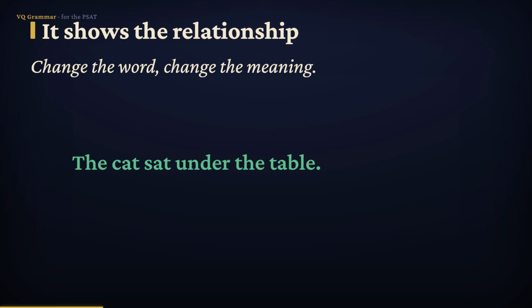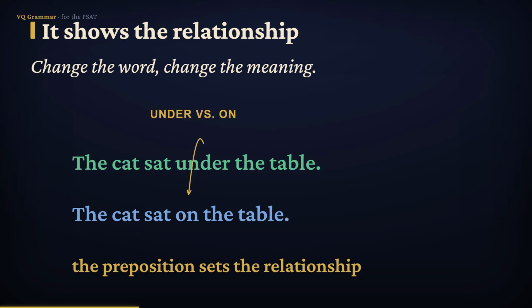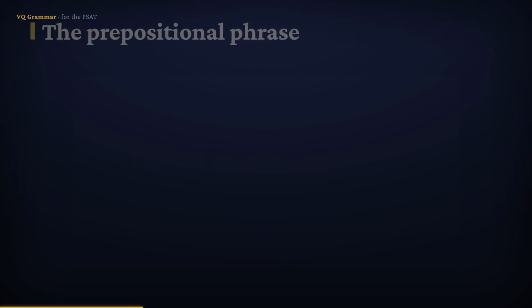The cat sat under the table. Now swap a single word. The cat sat on the table. We changed nothing but the preposition, and the whole picture flipped. Under puts the cat below the table. On puts it right on top. That tiny word sets the entire relationship between the cat and the table.